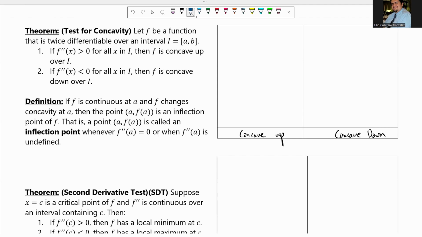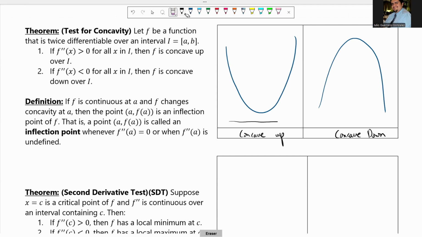Let me do concave up. So whoosh, and then concave down, whoosh. Okay. As we go this way, come on, come on. There we go. As we go this way, right?